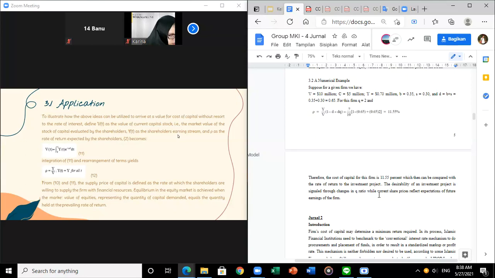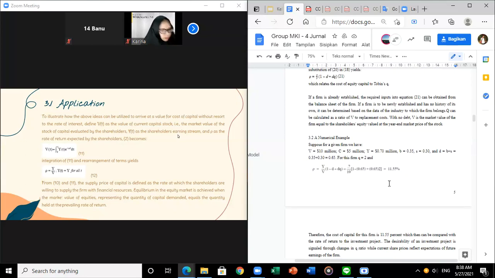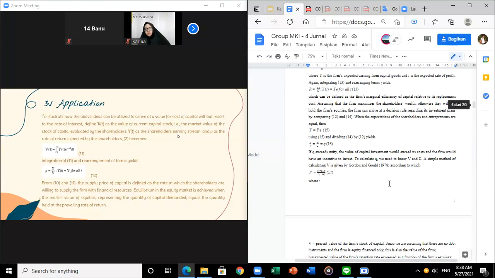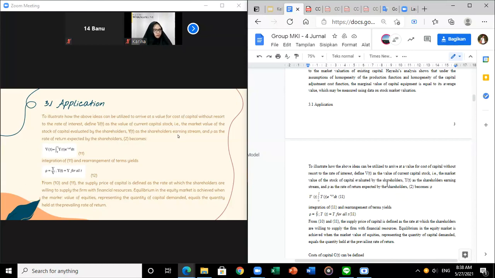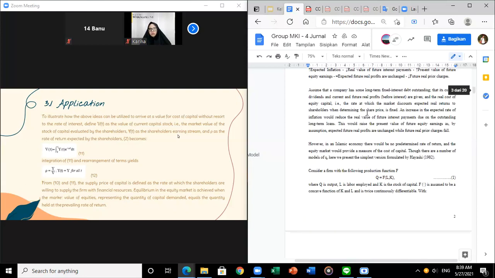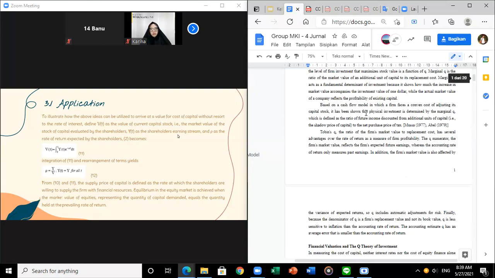Before, we will get V(t) equal to the integral from 0 to t of y(t) e^(rank minus rho t) dt. So from the integration of equation 11, we rearrange the terms and it becomes equation number 12, which is rho equal to y divided by v, and y(t) equal to g for lt. So from equation number 10 and number 11, the supply price of capital is defined as the rate at which the shareholders are willing to supply the firm with financial resources.